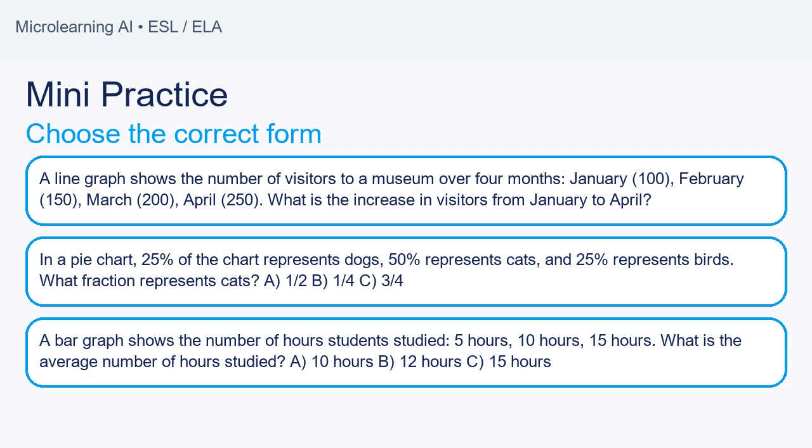2. In a pie chart, 25% of the chart represents dogs, 50% represents cats, and 25% represents birds. What fraction represents cats? A, 1/2, B, 1/4, C, 3/4.